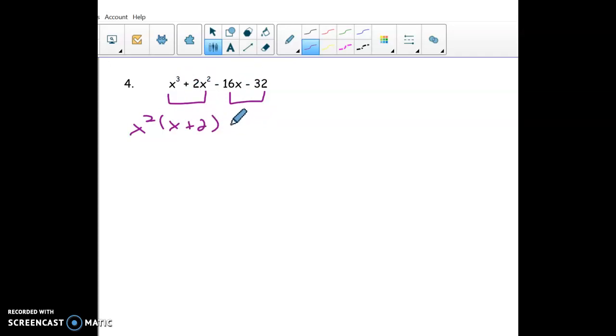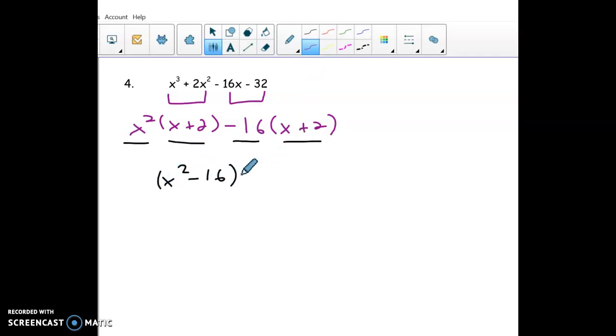And then in the back, they're both divisible by 16, and I'm actually going to pull out negative 16. Right, which leaves us with x and plus 2, if you divide both of these by negative 16. Okay, and now our answers are going to be what's in front, so an x squared minus 16, and then the parts that match, so that's x plus 2.